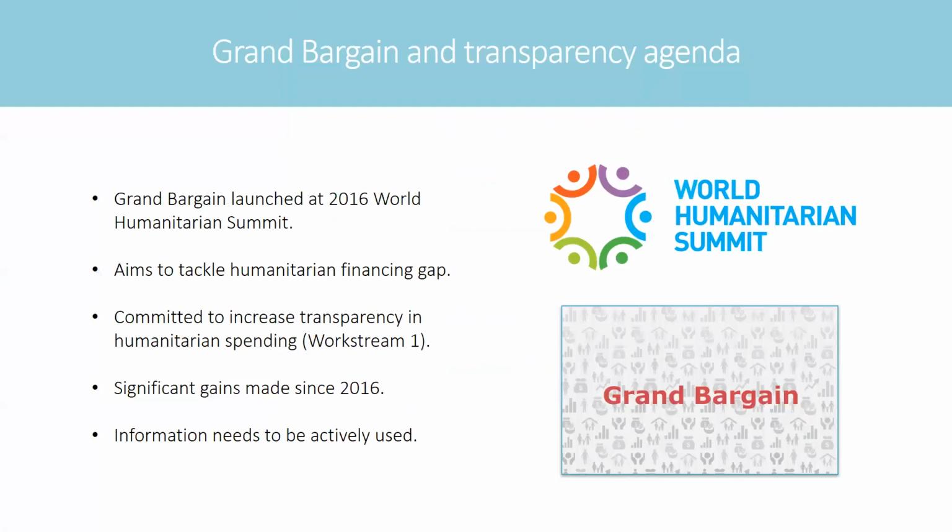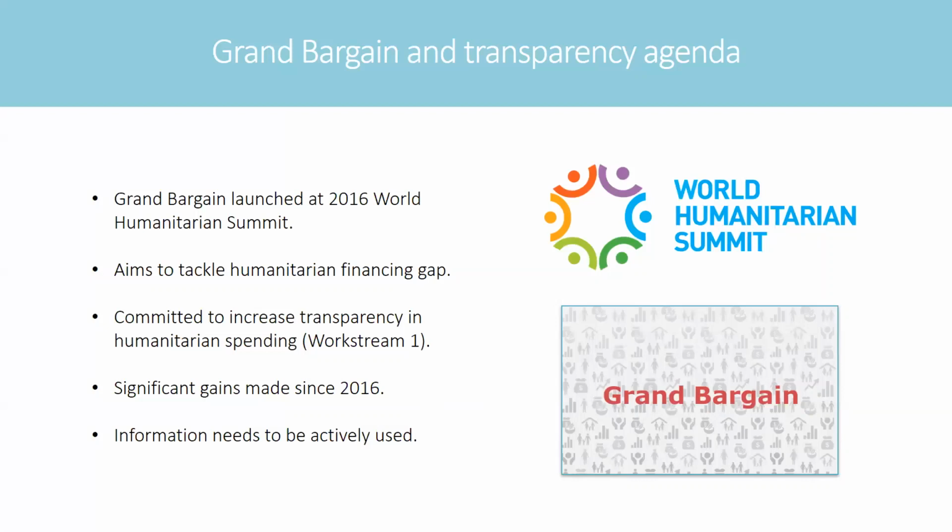So the Grand Bargain was launched at the 2016 World Humanitarian Summit in Istanbul to help address this financing gap in humanitarian response. According to the UN's High-Level Panel on Humanitarian Financing, this funding gap was originally estimated to be approximately $15 billion. As such, the Grand Bargain set out 9 key areas of focus to help improve the efficiency and effectiveness of the humanitarian system.